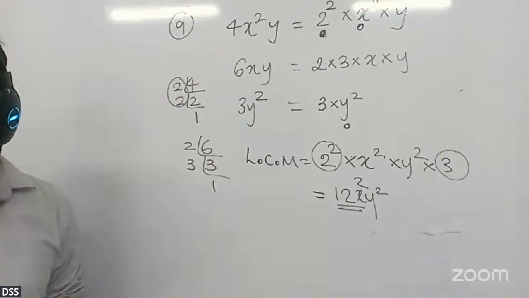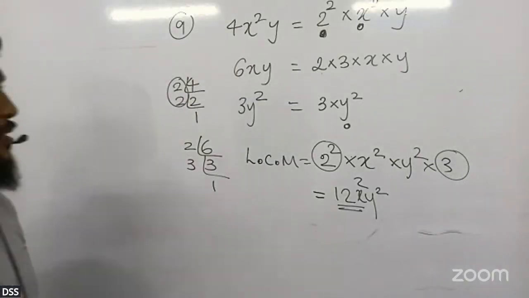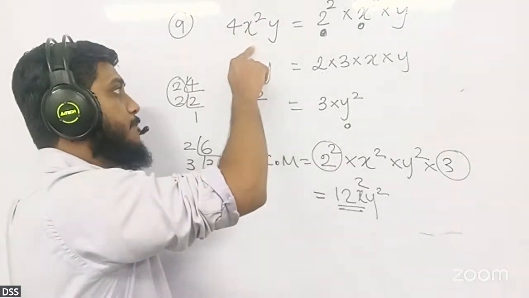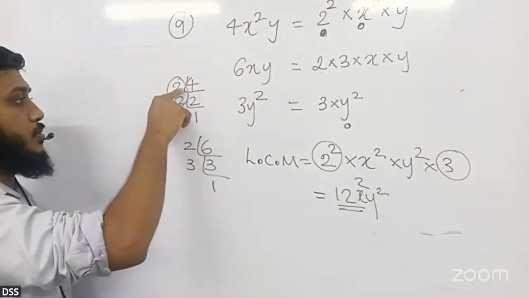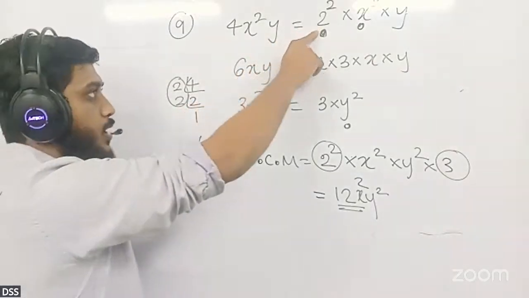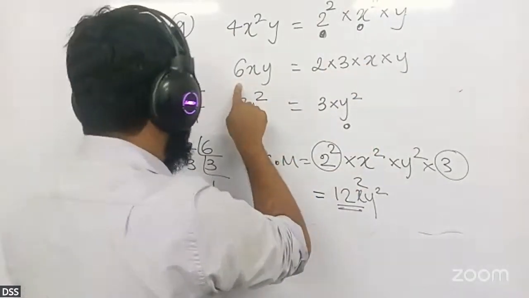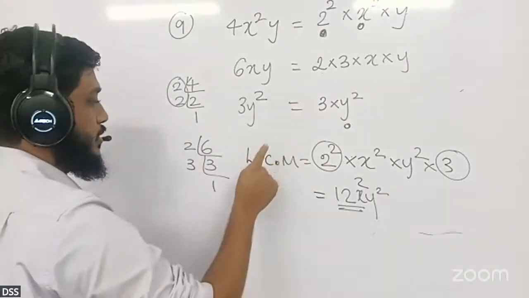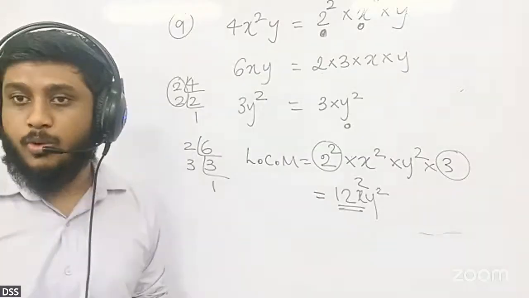Now this is related to LCM. So LCM is what you have to do, right? First thing, you break the numbers, like 4 divide by 2 until you get 1. So 2 into 2, and 2 squared you write it. So 2 squared into x squared into y. Now 6, that also you can divide like this till you get 1. Then write it like this after breaking those things. Then 3 you can break it further. So you can write 3 into y squared.